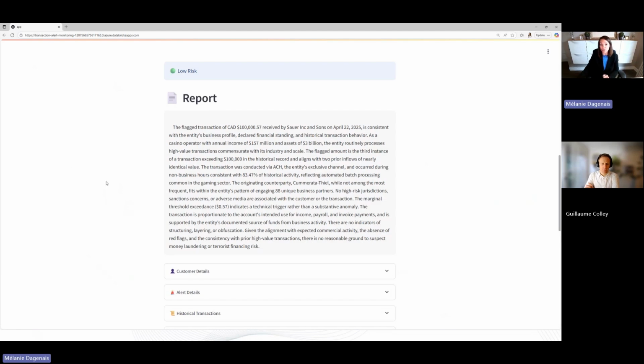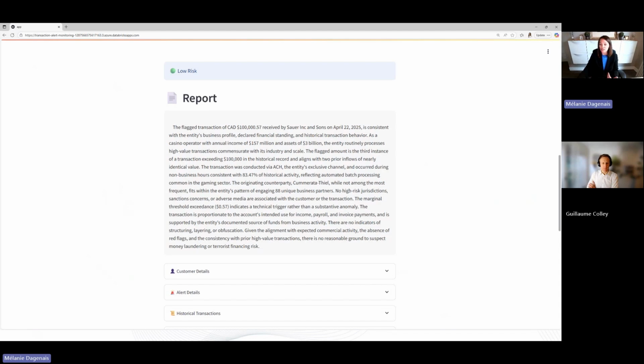It will also tell you how many deposits of the same amount occurred in the past, let's say 6 months or 1 year, depending on what your institution will decide. And then it's going to also give you all kinds of different percentages. Like in this case, it says that the transaction was conducted via ACH, the entity's exclusive channel, and occurred during non-business hours. But it will tell you that for a casino, this is standard activity, right? To operate outside of the regular business hours.